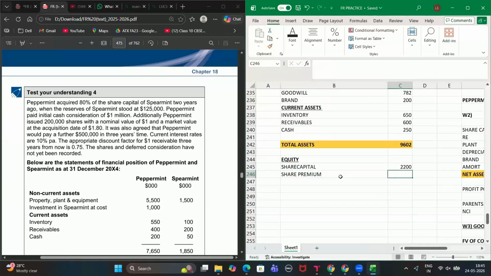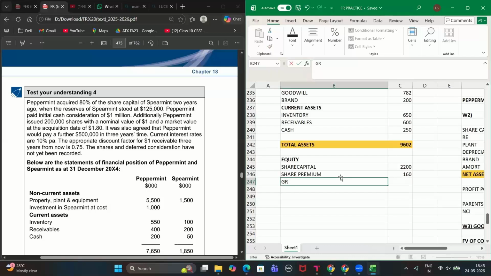What is the share premium here? How many shares have we issued? 200 into how much is remaining per share? 0.8. How much is it? 160. Got it. Is it clear, guys? Okay. So we are done with share capital and share premium. What else is remaining? Group retained earnings is remaining.